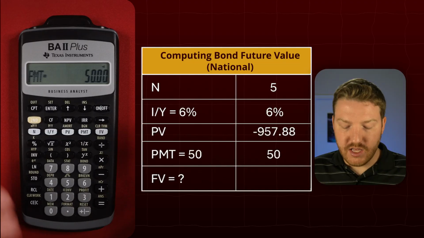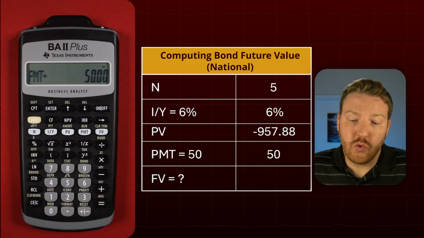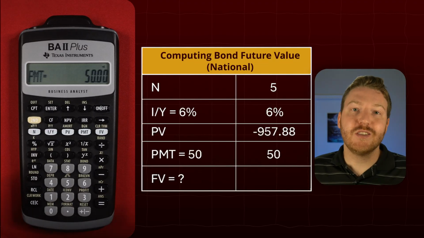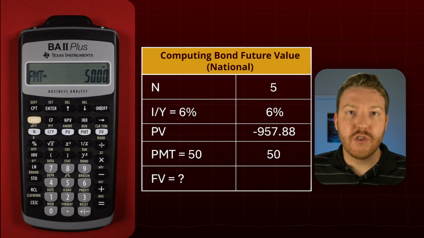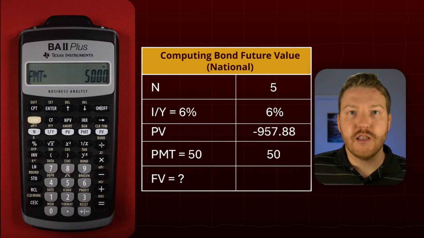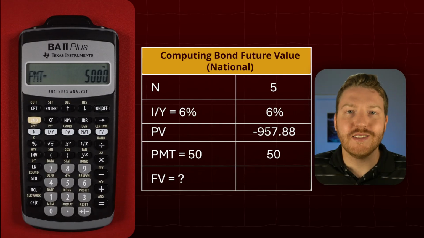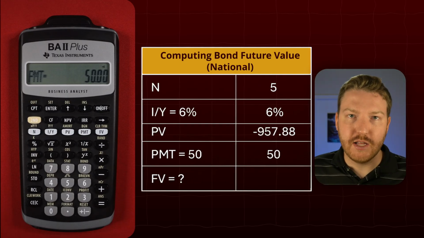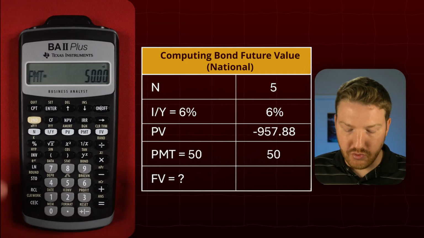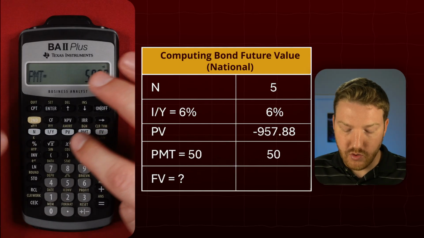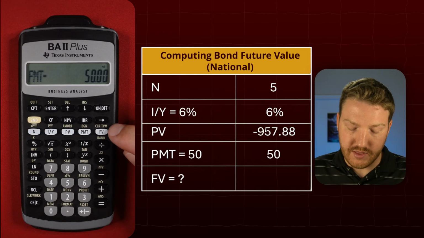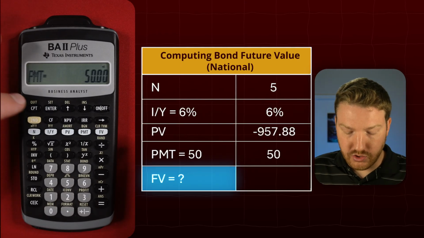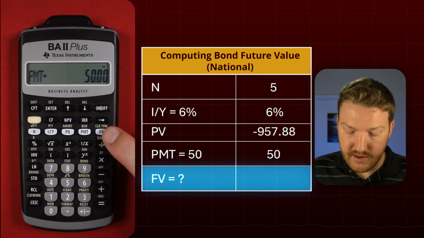Now we know that the interest rate or the required rate of return was 6% per year. And we know that the payment is $50. So the payment is actually less than the interest rate. So this bond should trade at a discount, meaning that the present value or the absolute value of the present value should be less than the notional value or the future value at the end. So let's confirm that. So we'll do compute and then future value.